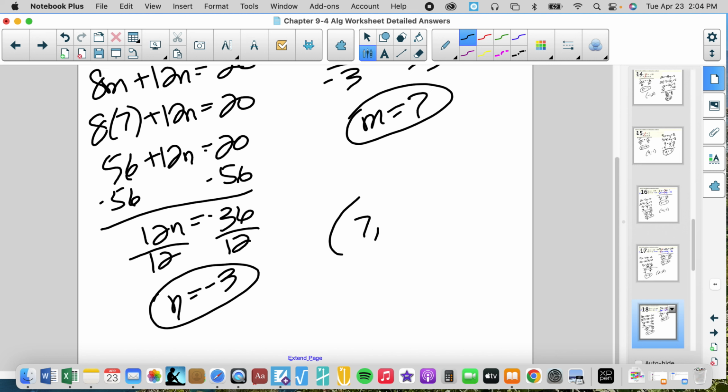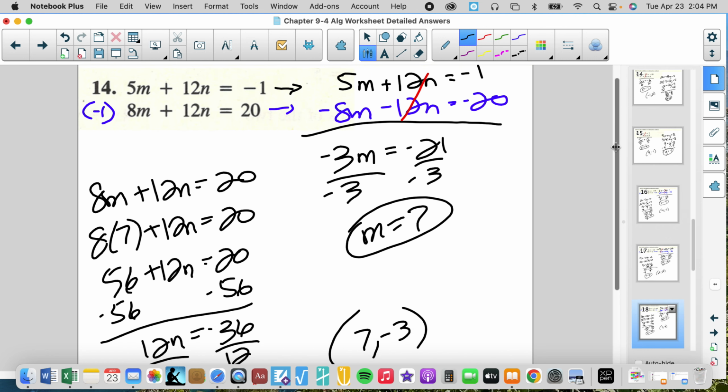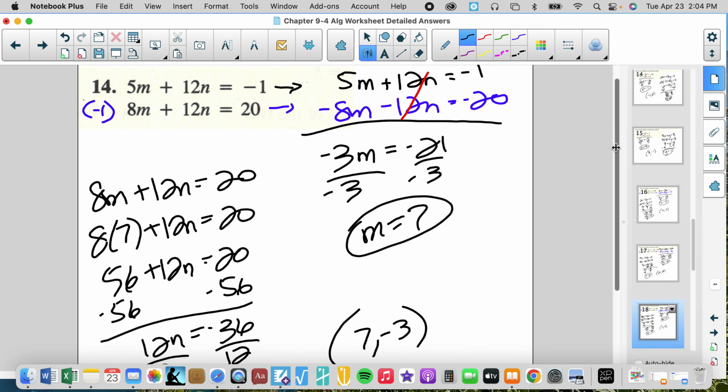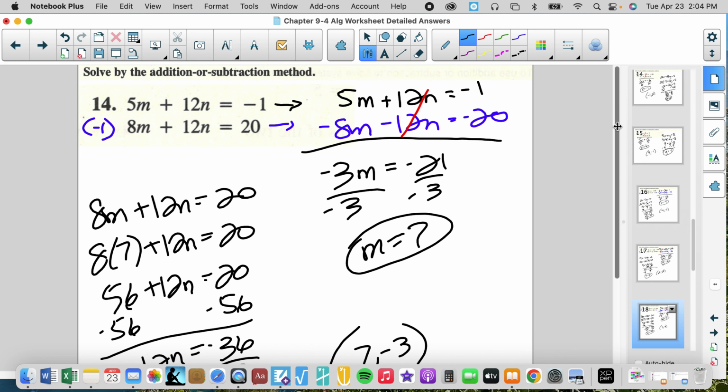We have m, n. And remember, if you ever question it, plug it back in. 5 times 7 is 35. 12 times -3 is -36. 35 minus 36 is -1. That works. 8 times 7 is 56. Minus 36 gives us 20. So it worked.